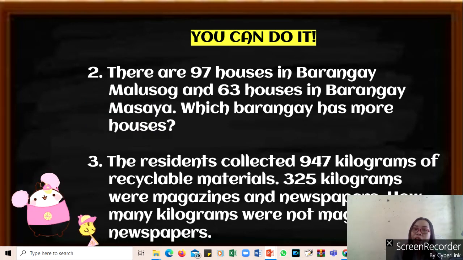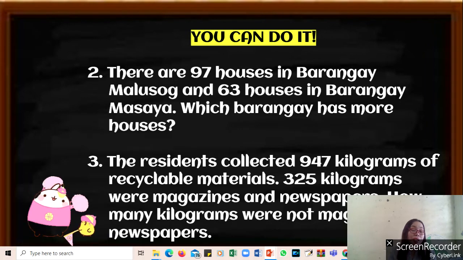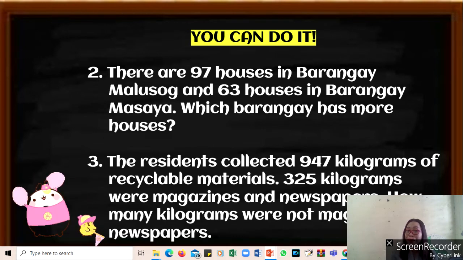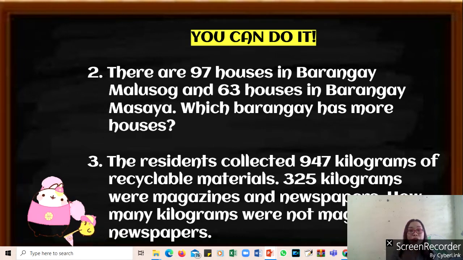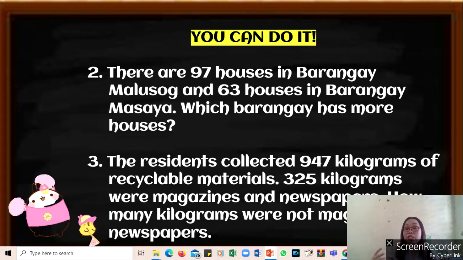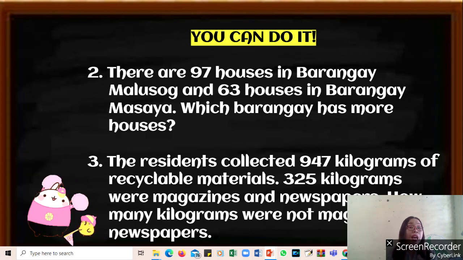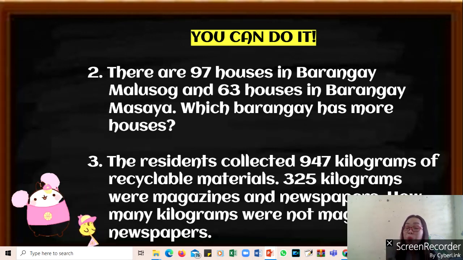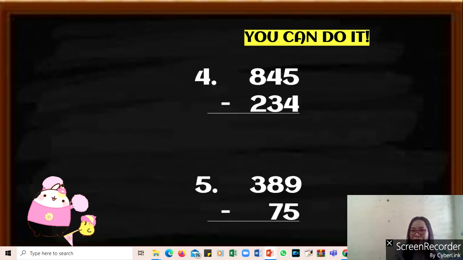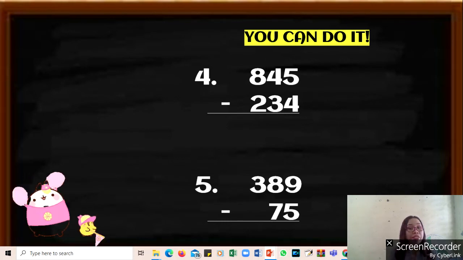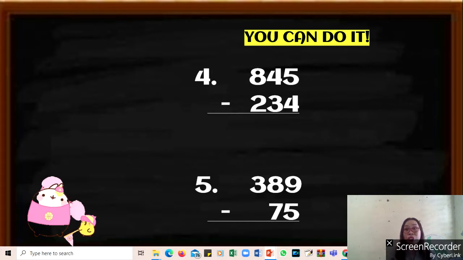Alright, number 2 question. There are 97 houses in Barangay Malusog and 63 houses in Barangay Masaya. Which barangay has more houses? Tingnan natin kung alin na may pinakamaraming bahay. Number 3 question. The residents collected 947 kilograms of recyclable materials. 325 kilograms were magazines and newspapers. How many kilograms were not magazines and newspapers? Number 4. 845 minus 234 is equals what? And number 5. 389 minus 75 is equals what?